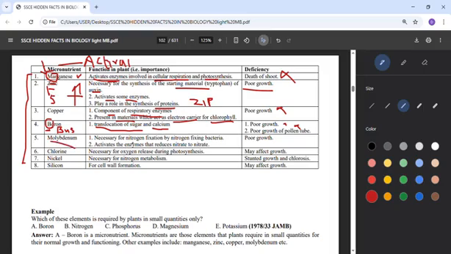Molybdenum is necessary for nitrogen fixation by nitrogen fixing bacteria. So it means this nitrogen fixing bacteria need molybdenum to help it in releasing nitrogen. And again, it can also activate enzyme. Like I said, most of these micronutrients are always activating enzyme.